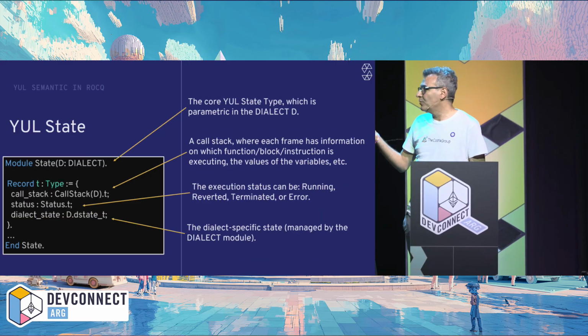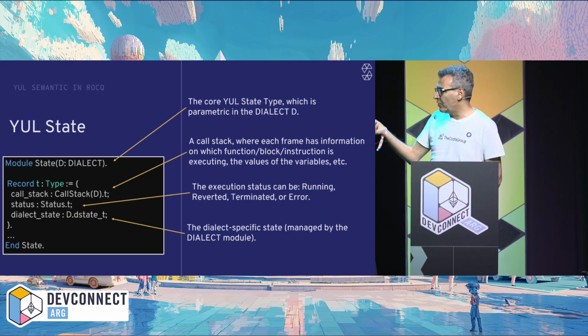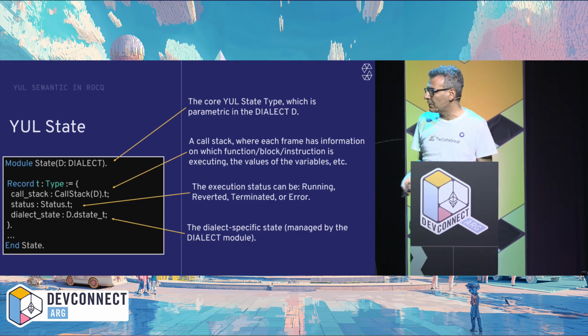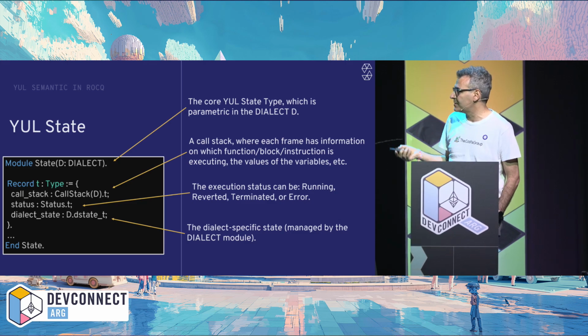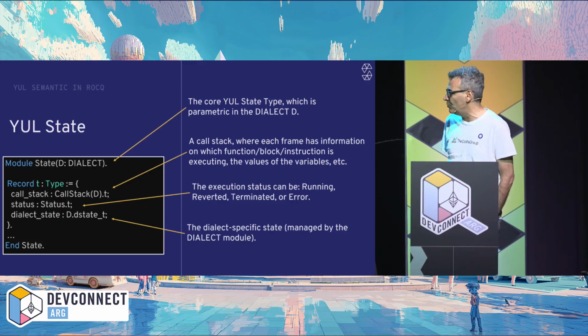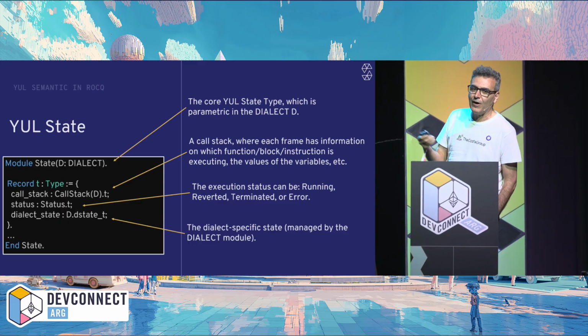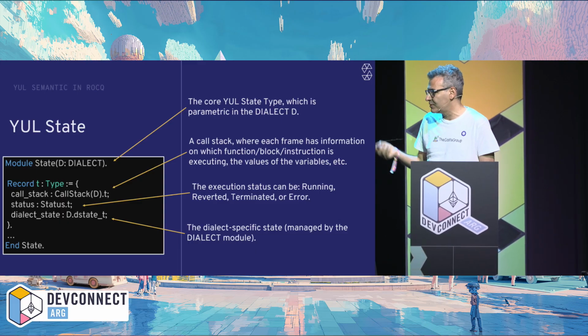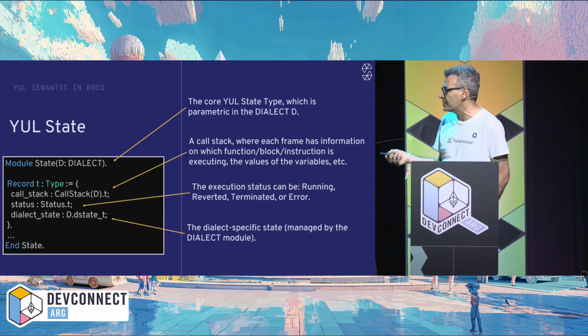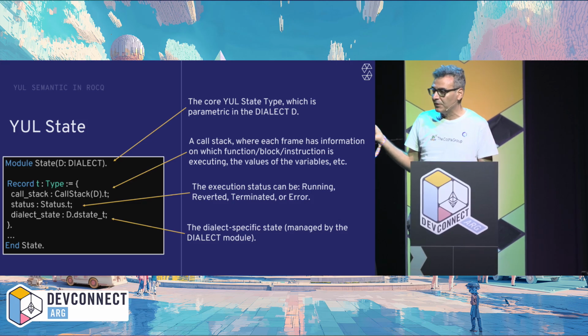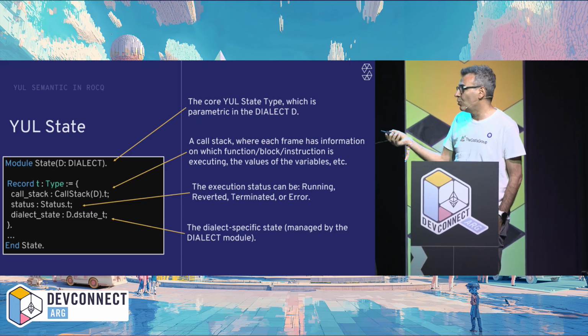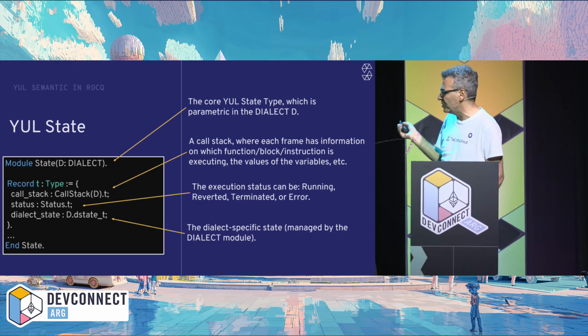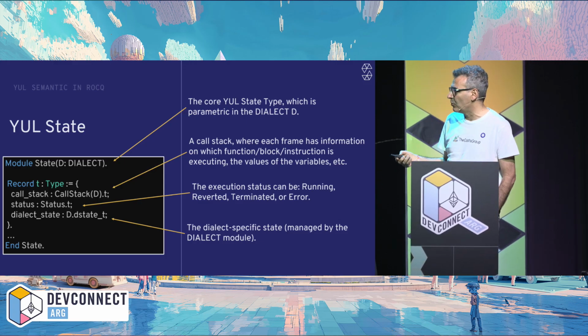So a state at the YUL level is a record of a call stack, like in any other language, where every frame in the stack corresponds to the execution of a function. So it has information on which instruction it's currently executing. It has information about the current values of the variables, the status of the execution, whether it's running, reverted, terminated, and so on. And also a component that represents the state of the dialect, which is managed entirely by the dialect model.